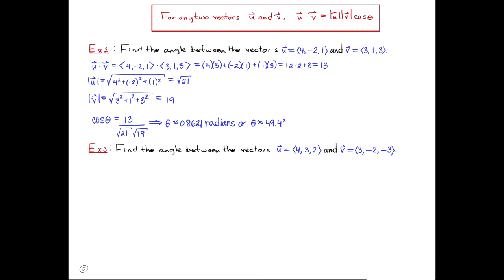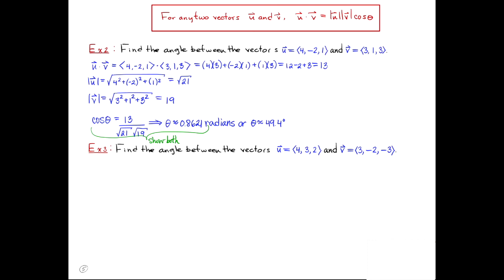So for your work, you want to show both your formula for cosine theta and also your decimal approximation. By default, we usually use radians, but in this case, sometimes it maybe makes more sense to think of this as degrees. So you can use either radians or degrees. Just make sure that in your answer, you're labeling whichever one that you're using.